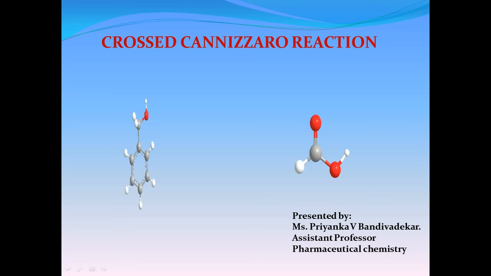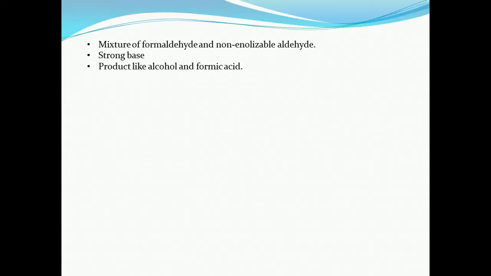So let's start with the cross Cannizzaro reaction. In my previous video we have learned about the Cannizzaro reaction. Cross Cannizzaro reaction is a mixture of formaldehyde and non-enolizable aldehyde, or in a simple way, it is a mixture of two different aldehydes.